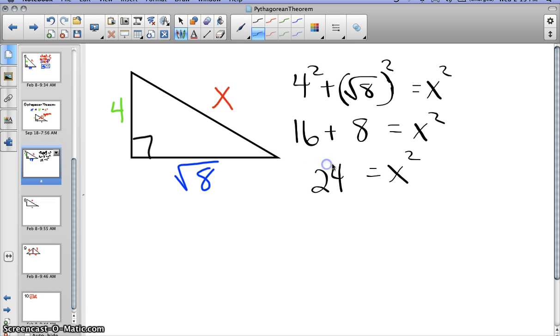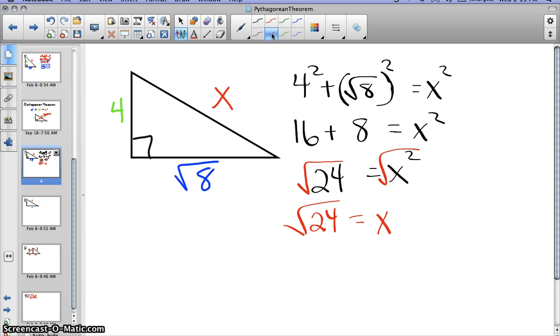Take the square root of both sides. And we get x is equal to the square root of 24. But we need to break it down. So, actually, you know what? We're not going to break it down because when I give something to you like this, all I really want you to do is throw in a calculator, unless I specifically said otherwise.